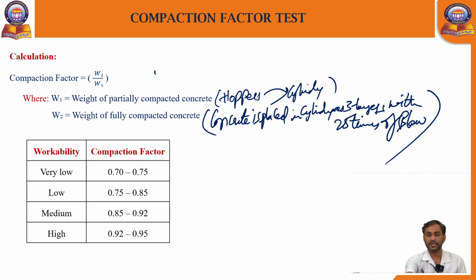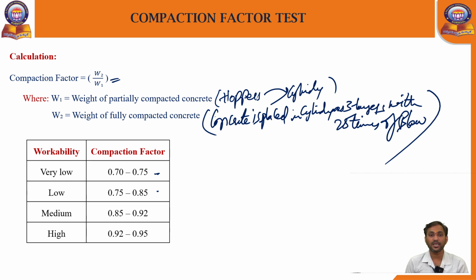We have to get in points. Done. The workability range: if you get a compaction factor between 0.7 and 0.75, then it is very low workable concrete. If the compaction factor is in the 0.75 to 0.85 range, then it is low workable concrete.